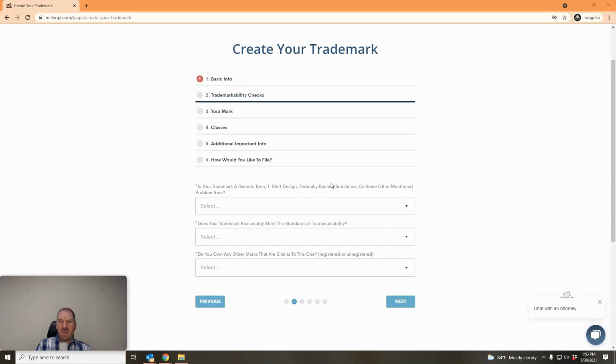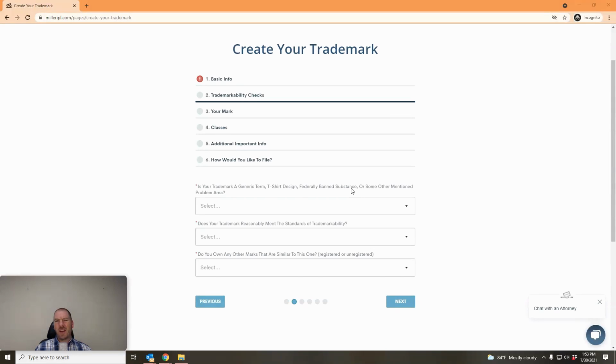The next thing is if it's a federally banned substance. If it's anything on the federally banned substance list, you're not able to get a trademark on it, because trademarks are on the federal level and they don't allow it. It doesn't matter if your state allows it. If it's a federal trademark and you're filing for it, you can't get a federal trademark on something that's for a banned substance.